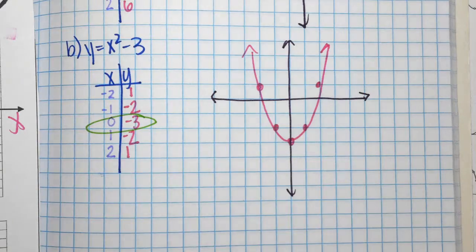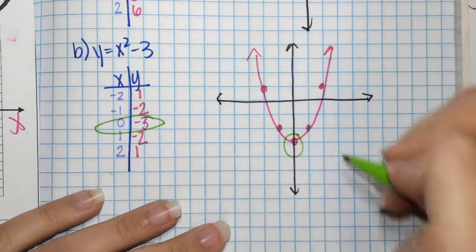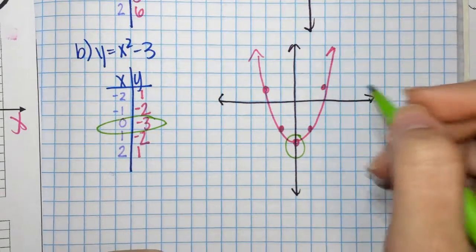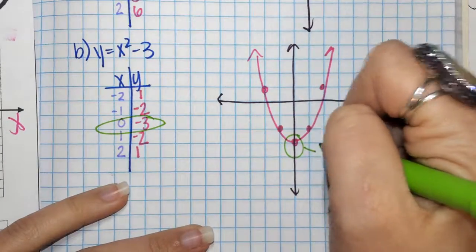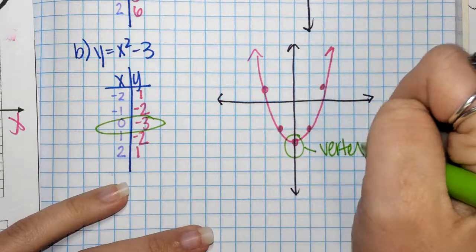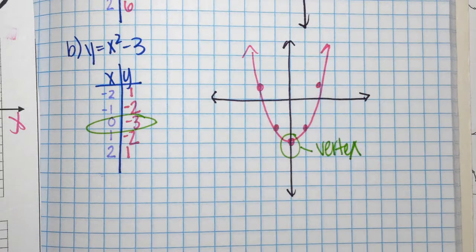Does your graph look like this? Yeah. Did it move it down 3? Yeah. All right, well, it moves down 3, correct?